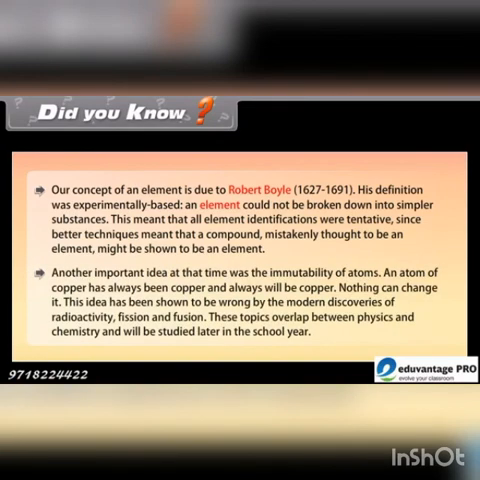Another important idea at that time was the immutability of atoms. An atom of copper has always been copper and always will be copper. Nothing can change that. This idea has been shown to be wrong by the modern discoveries of radioactivity, fission, and fusion. These topics overlap between physics and chemistry and will be studied later in the school year.